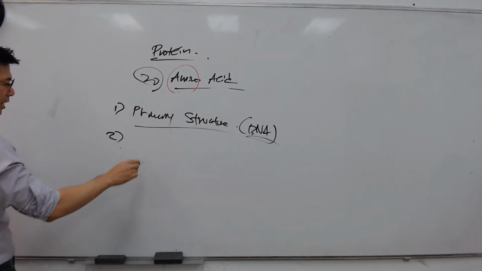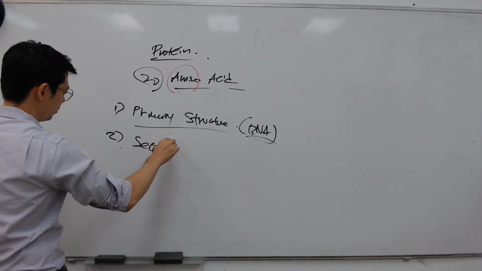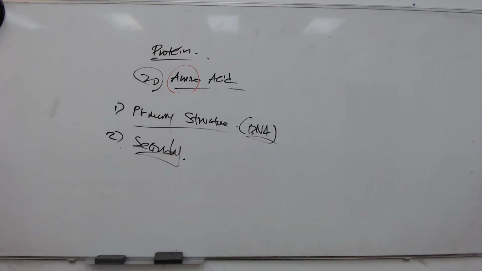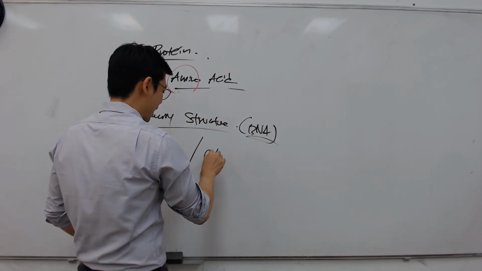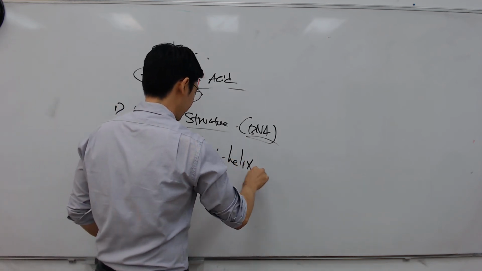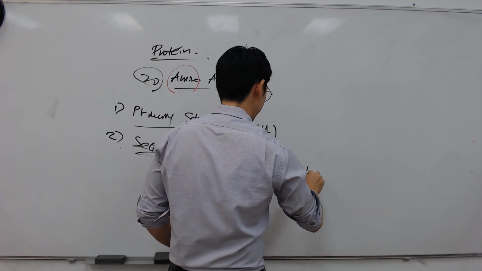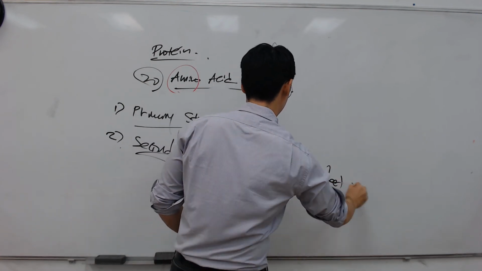What else? What about secondary, guys? From here it gets a bit more difficult, secondary. What about secondary, guys? Secondary structure, you gotta know this. It's either alpha helix or beta, which they call pleated sheets.